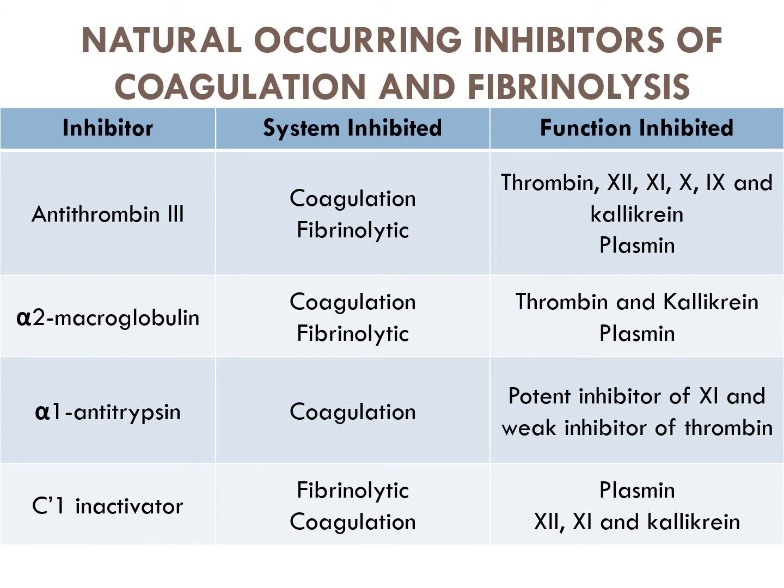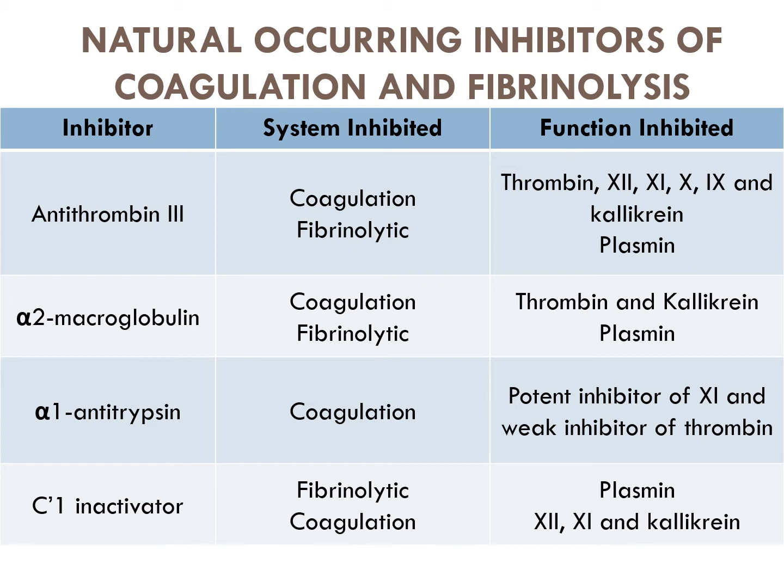Next, we have the alpha-2 macroglobulin. Alpha-2 macroglobulin is a plasma protein that is found in the blood and it's mainly produced by the liver. Also, it is locally synthesized by macrophages and fibroblasts. This inhibitor can inhibit both the coagulation and fibrinolytic systems. For the coagulation system, it can inhibit the functions of thrombin and kallikrein, and for the fibrinolytic system, it can inhibit the function of plasmin.